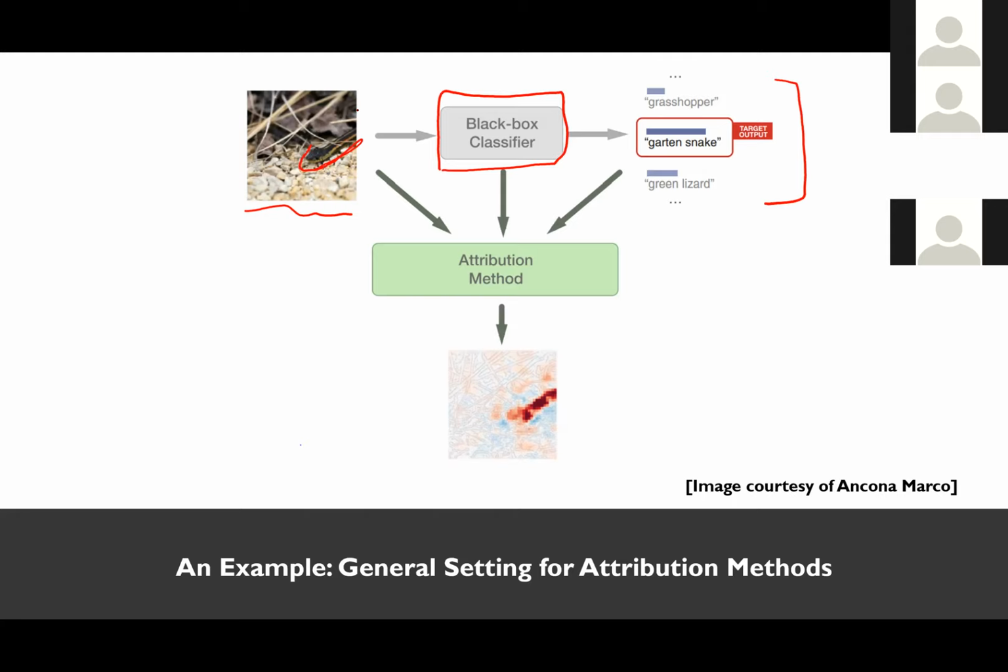So suppose that the garden snake is predicted. Then the input attribution method will take the input, the classifier and the final output, and try to find the contribution of each individual pixel or input to the black box classifier's final output. So that is what the input attribution method does. If you see this figure, the part which is more highlighted with the red color is where the important input features are located. That is the goal of input attribution methods.